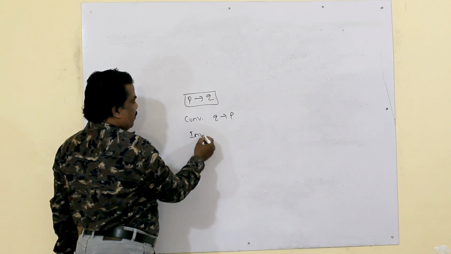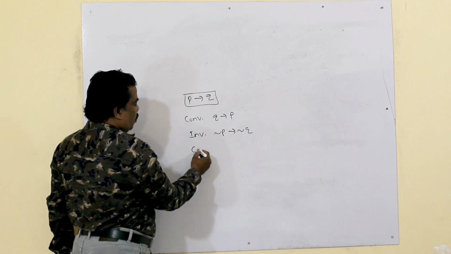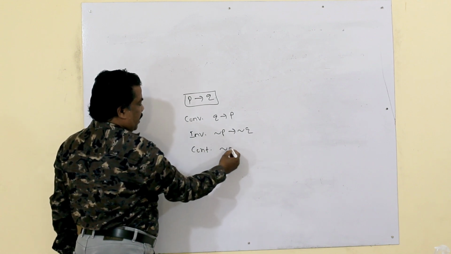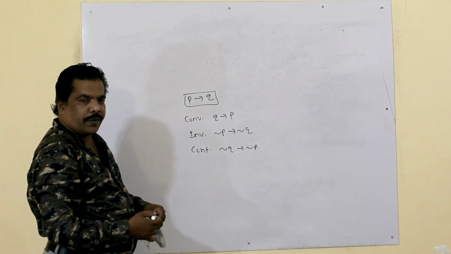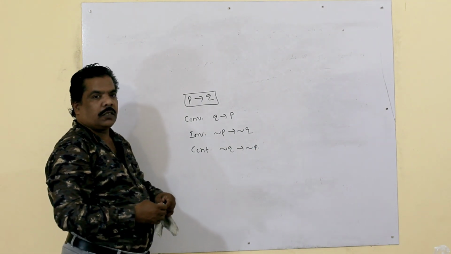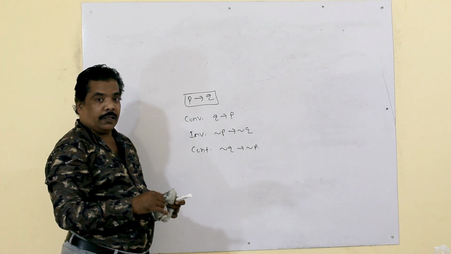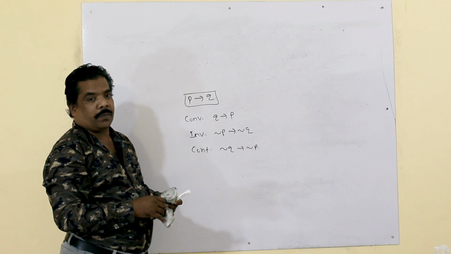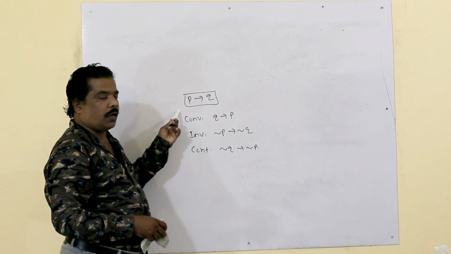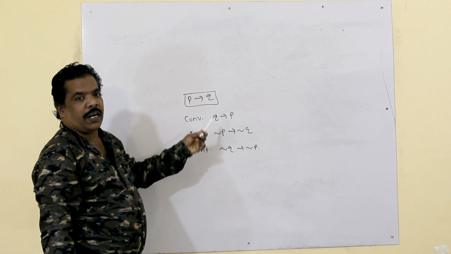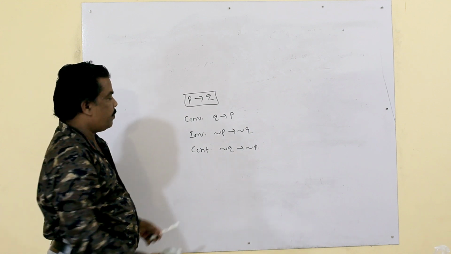We write its inverse, negation P implies negation Q. We write its contrapositive, negation Q implies negation P. In this way we find the converse, inverse, contrapositive of a statement when the statement is in conditional form. If the statement is not in conditional form, then first we convert the statement into conditional form. Then write converse, inverse, contrapositive.